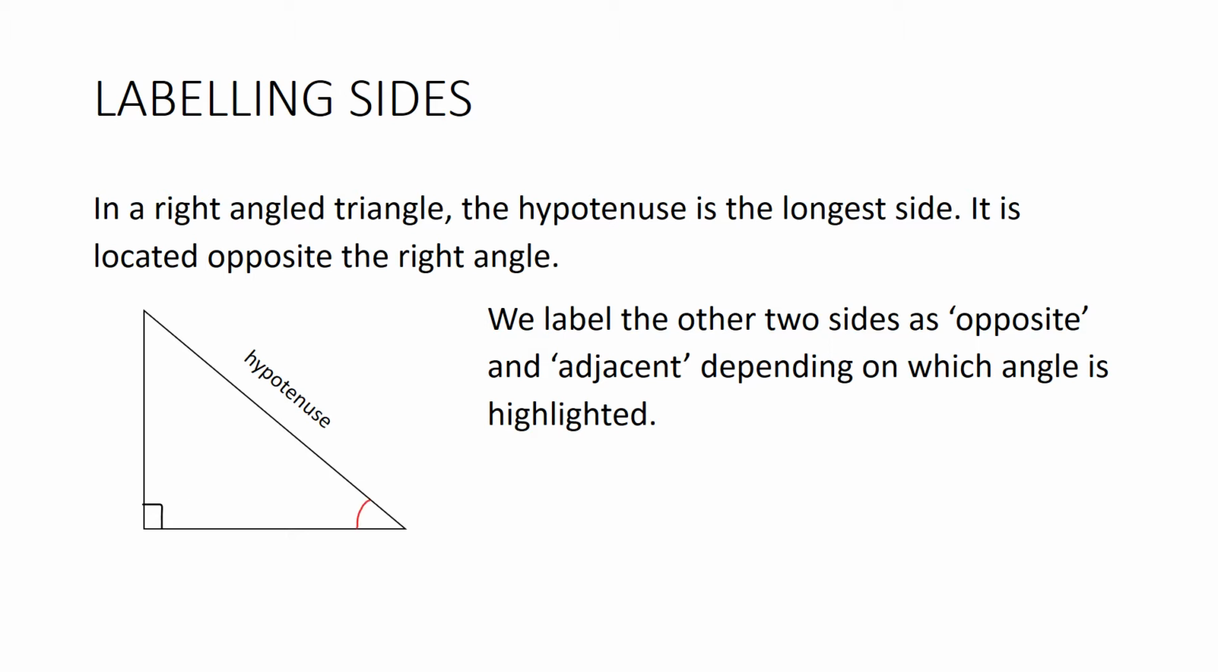If I highlight this angle here, then this one over here will be the opposite side because it's opposite that angle, and this side here is the adjacent side. Adjacent means next to, so it's next to that angle. If I highlight this angle up here, then they switch around. This one becomes the opposite side and this one becomes the adjacent.